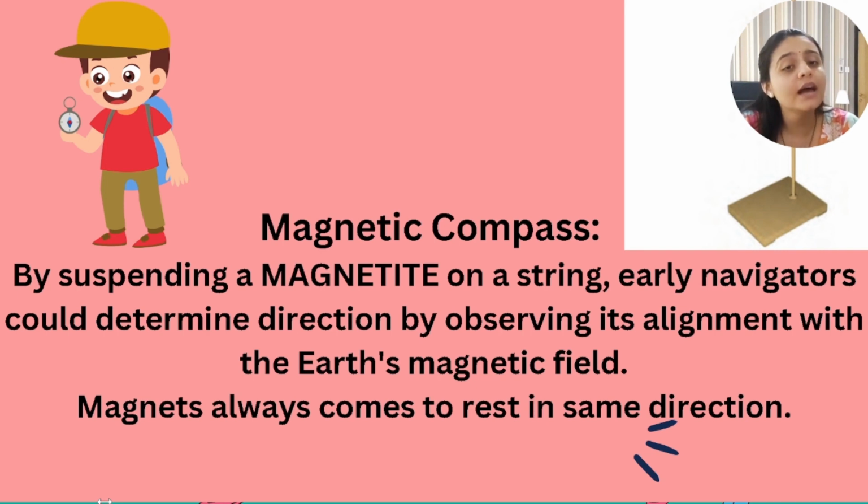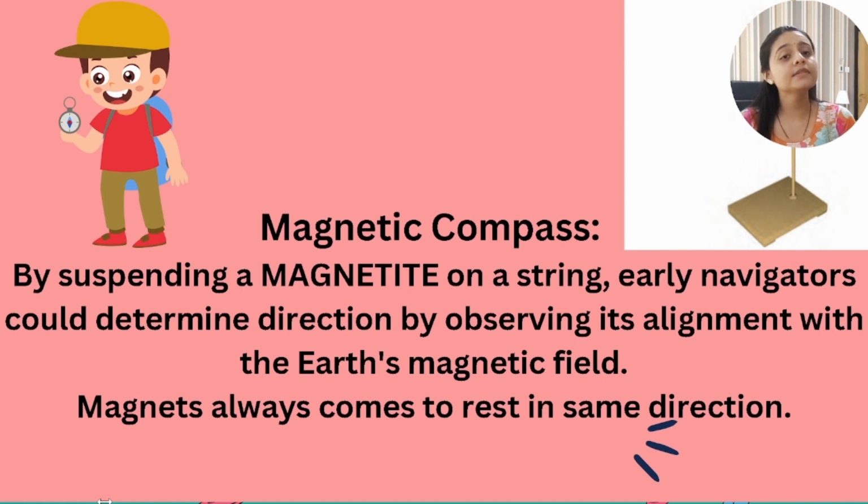So what happened in the earlier times when the compass was not introduced? The navigators who used to roam around the countries around the globe would take magnetite as a rock and suspend it, meaning hang it, from any wooden piece. When they hung the magnetite, it started showing a to and fro motion when hung with the wooden material.